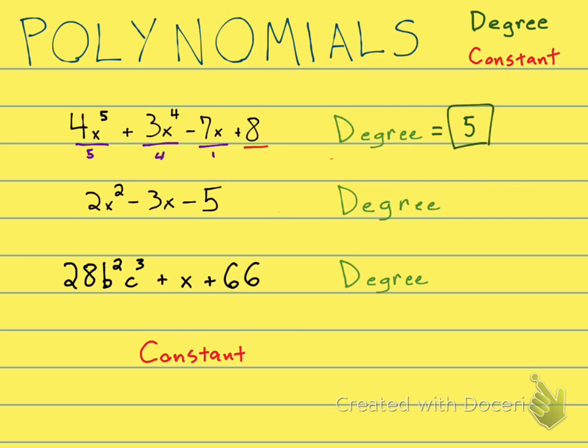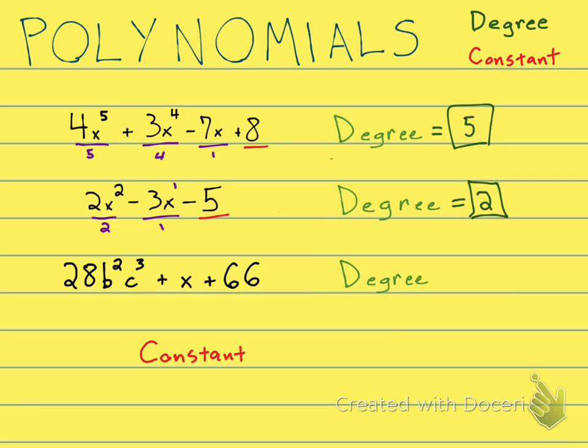Now look at the second polynomial here. In the first term, I see a degree of 2. In the second term, I see a degree of 1. And the third term is a constant. So the degree of the second polynomial is just the highest one that I see, which is 2.